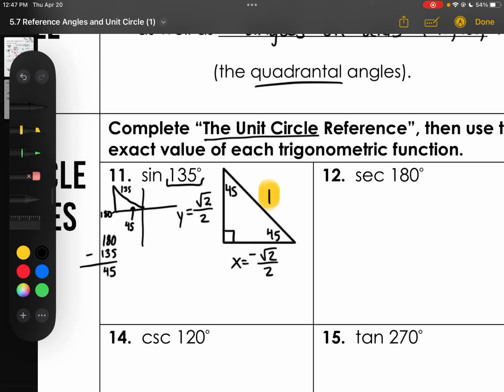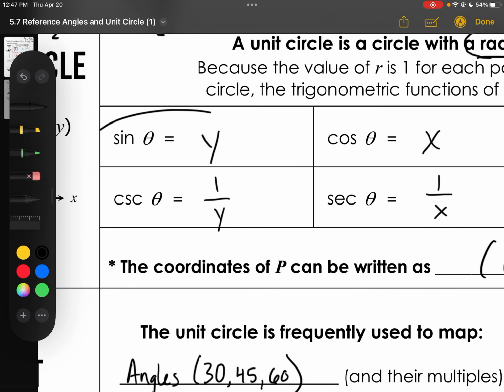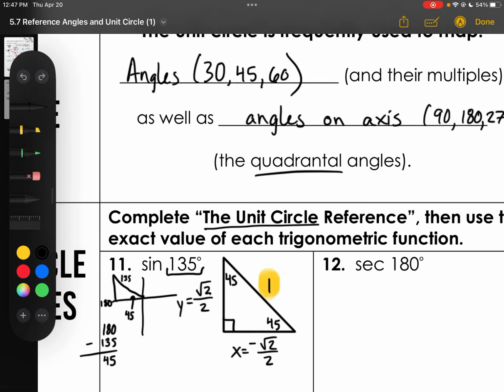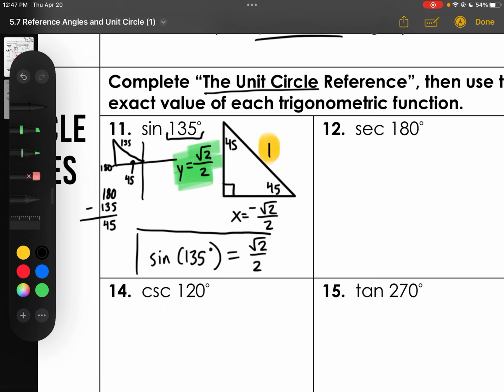Now the last piece to reference is we go back to our original question, our new definition. And sine is just equal to our y value. So going back to this question, we've identified what our y value is, and that's going to be our final answer. So sine of 135 is equal to root 2 over 2. And that is our unit circle reference.